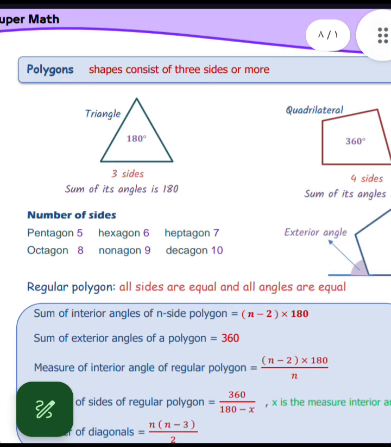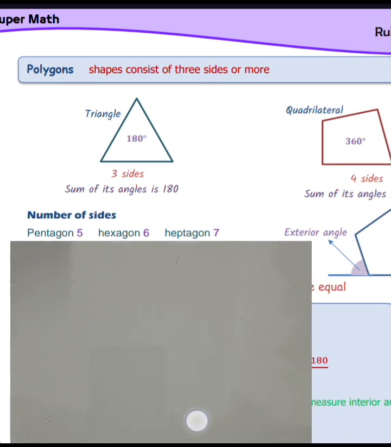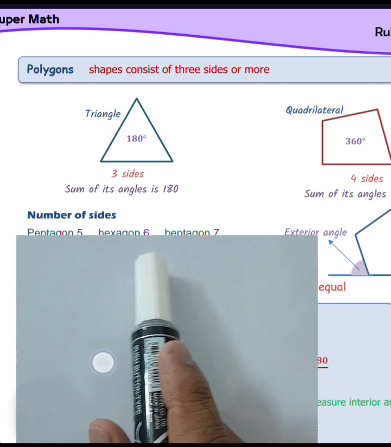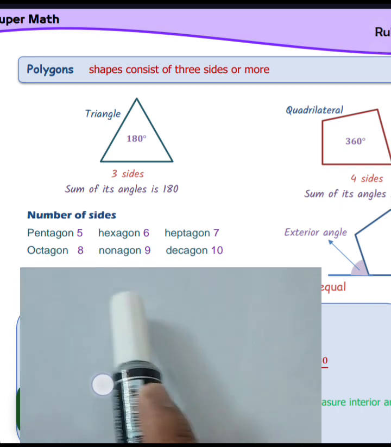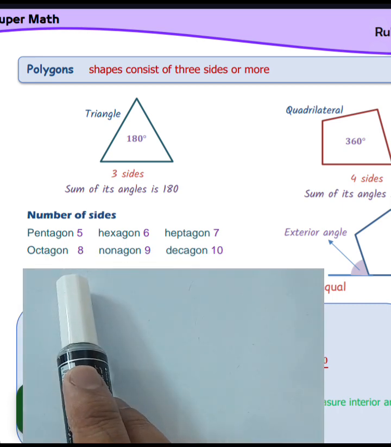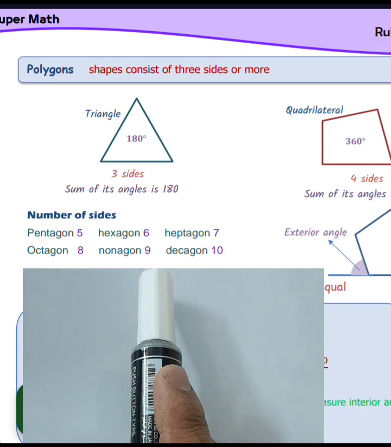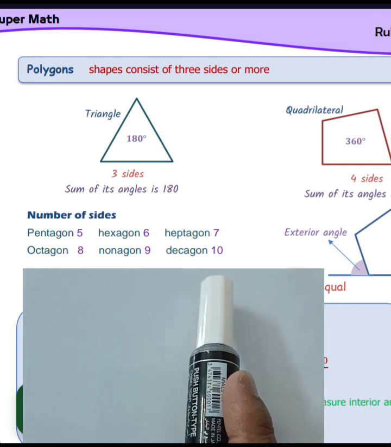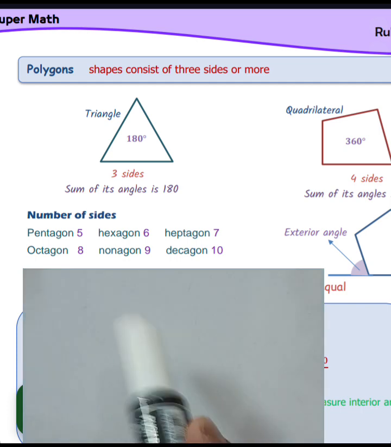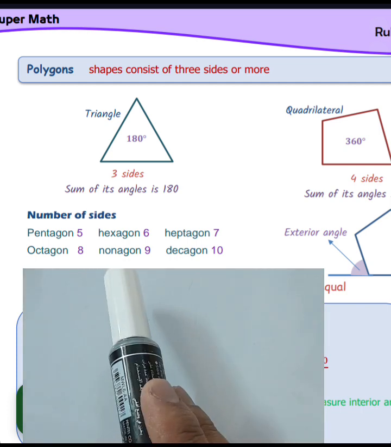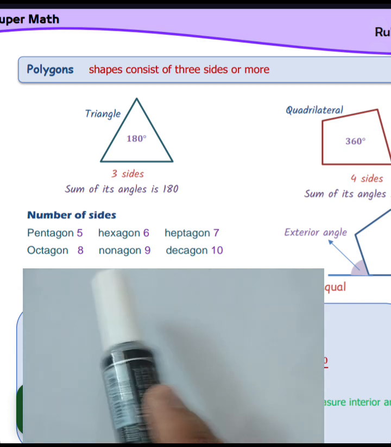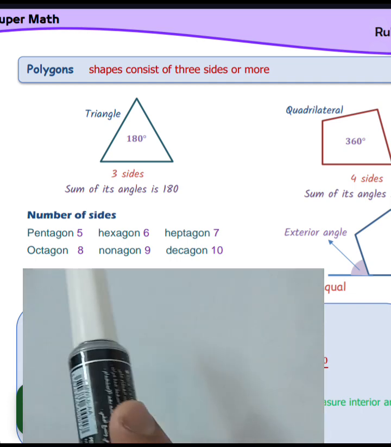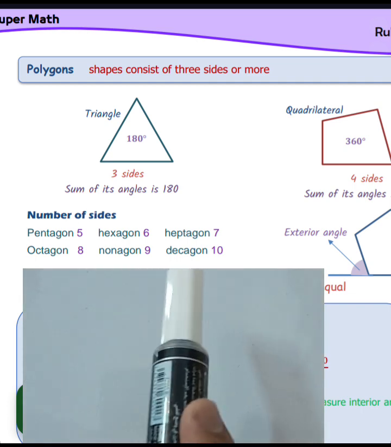The number of sides: a pentagon has 5 sides, hexagon has 6 sides, heptagon 7 sides, octagon 8 sides, nonagon 9 sides, decagon 10 sides. Penta, hexa, hepta, octa, non, deca. You must write GON at the end of this word.